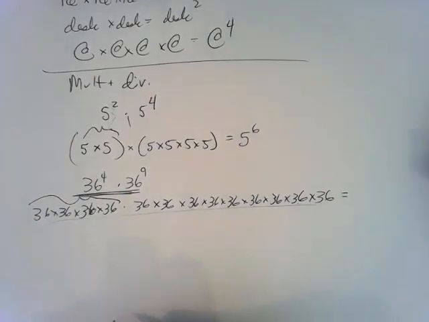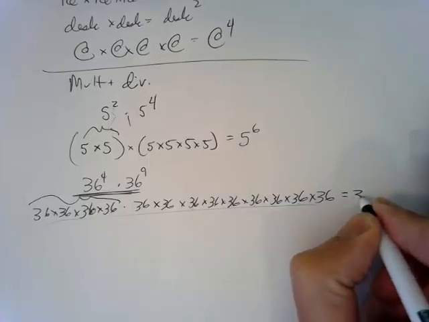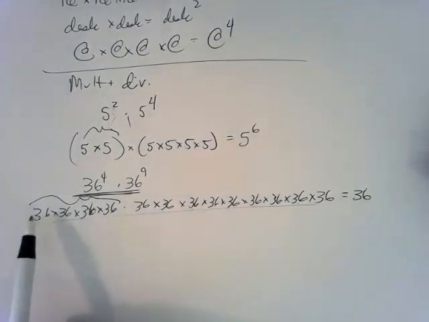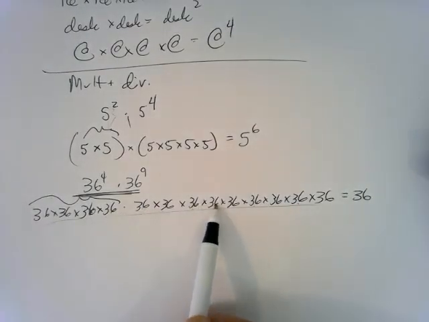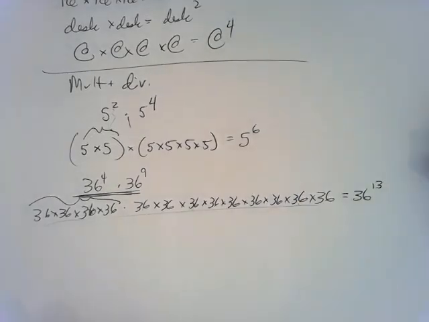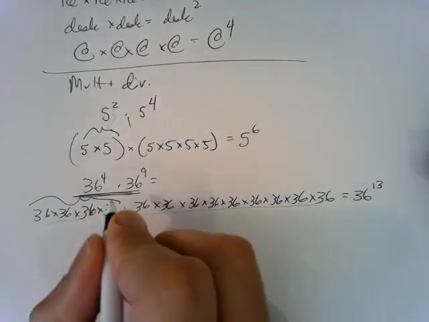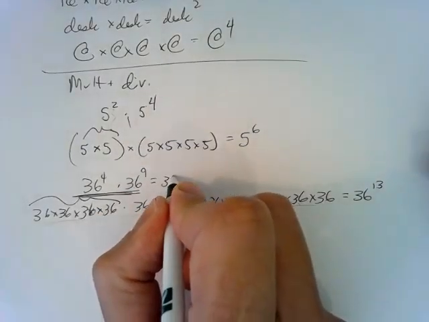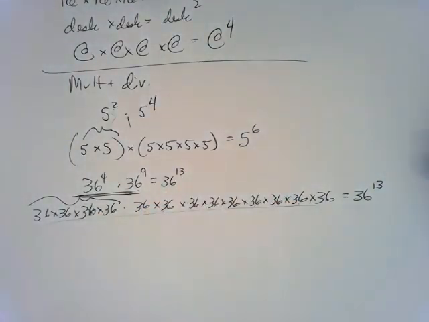And what we would see then is if we were to write it out like this, that we could write this as 36, and we've got 1, 2, 3, 4, 5, 6, 7, 8, 9, 10, 11, 12, 13 of these. So this would be 36 to the 13th. So we could come back here and say 36 to the 4th times 36 to the 9th is 36 to the 13th.